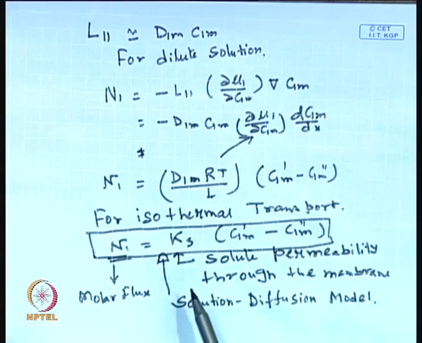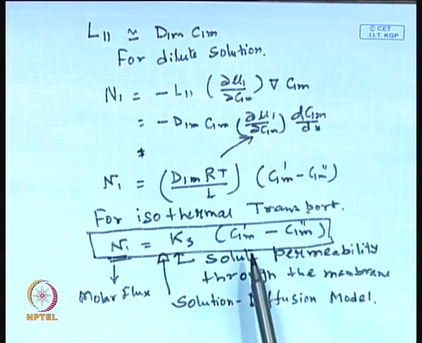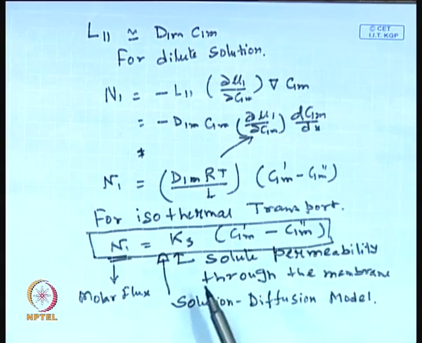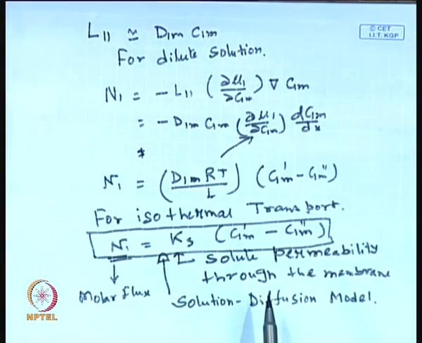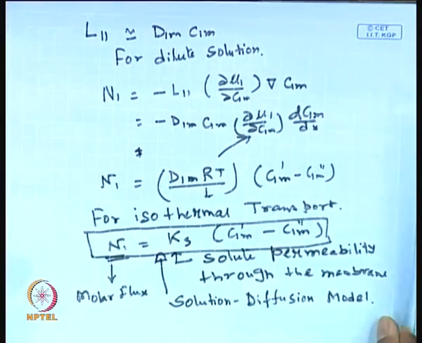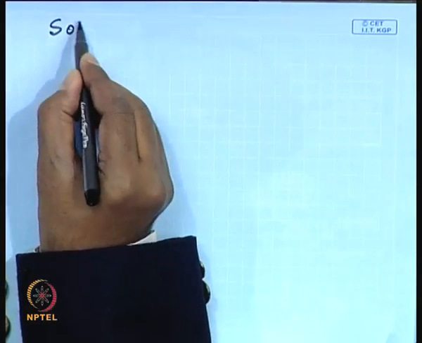So, for the solvent flux we had the osmotic pressure relationship or Darcy's law. For the solute flux through the porous membrane, we have derived the solution diffusion model. What does the solution diffusion model present? It presents a relationship of solute flux through the porous membrane with respect to its concentration in the upstream side and in the downstream side in the membrane phase. Now, this solute flux is related to solvent flux.